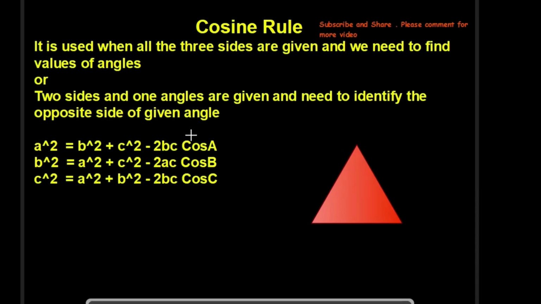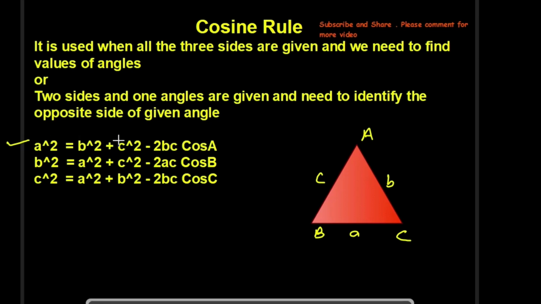Now moving to the next rule, which is the cosine rule. So what is the cosine rule? It is used when the three sides are given and we need to identify any of the angles, or when two sides and one angle are given and we need to identify the side opposite the given angle. Suppose the triangle is A, B and C, and this is small a, this is small b, and this is small c. Then a square is equal to b square plus c square minus 2bc cos A.